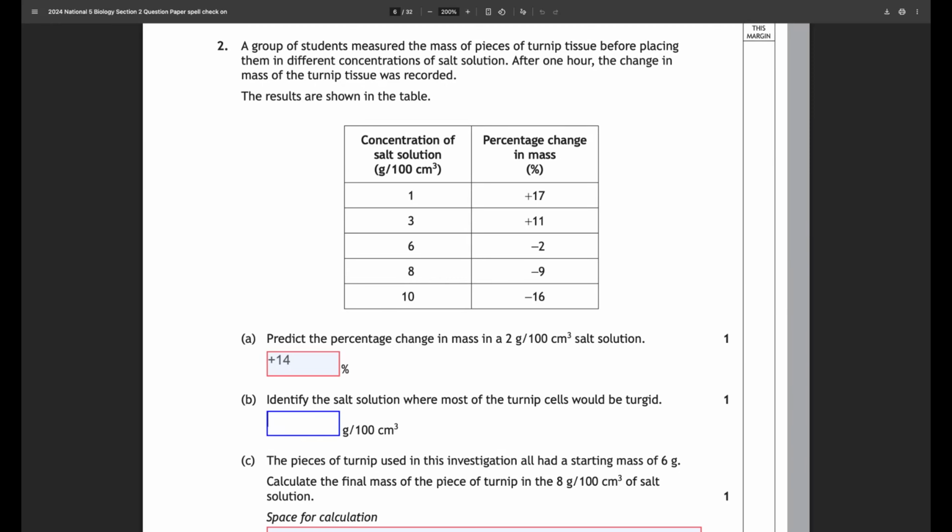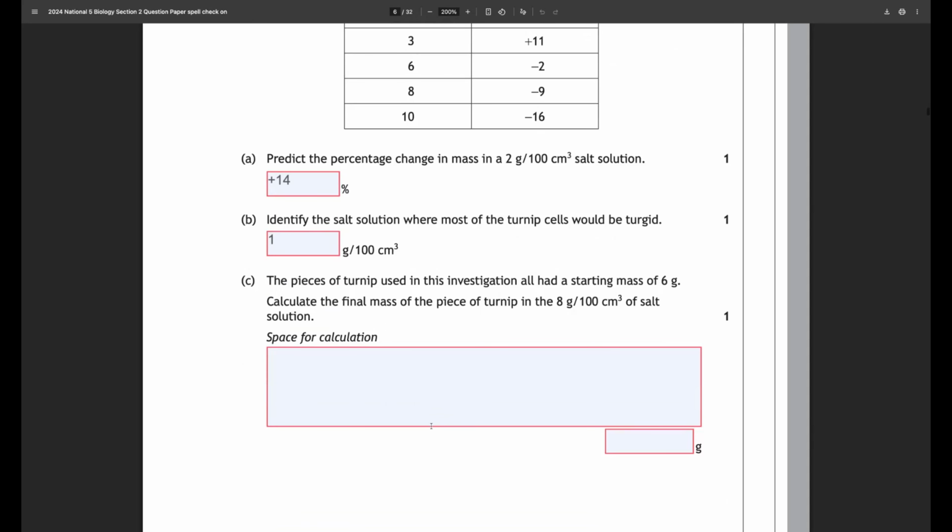Part B, identify the salt solution where most of the turnip cells would be turgid. So if the turnip cells were turgid, that would mean that they'd gained a lot of water. And we know that plant cells become turgid when they gain a lot of water. So if you gain water, the mass of the cell is going to increase. And so we're looking for the concentration that causes the biggest increase in the mass of this turnip cell. And that, if we look at the table, is going to be plus 17, which is the concentration of 1 gram per 100 centimeters cubed.